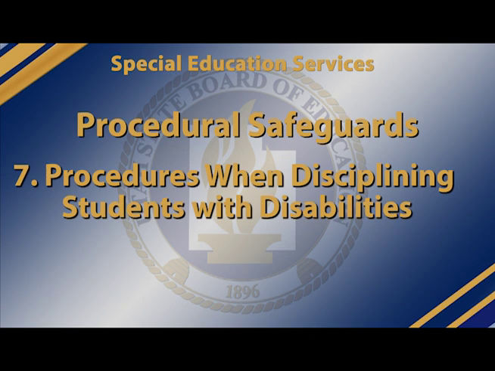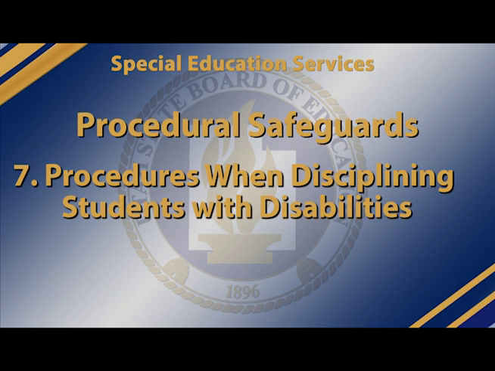If the LEA, the parents or adult student, and relevant members of the IEP team make the determination that the conduct was a manifestation of the student's disability, the IEP team must either: 1. Conduct a functional behavioral assessment, FBA, unless the LEA had conducted a functional behavioral assessment before the behavior that resulted in the change of placement occurred, and implement a behavioral intervention plan, BIP, for the student, or 2.